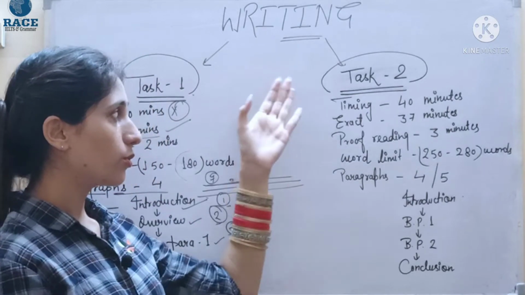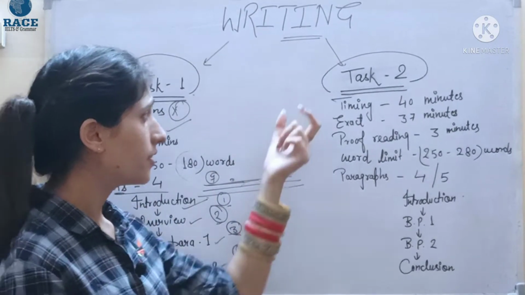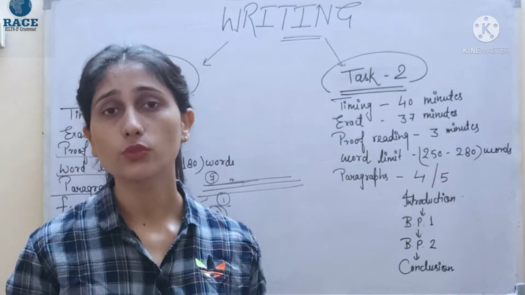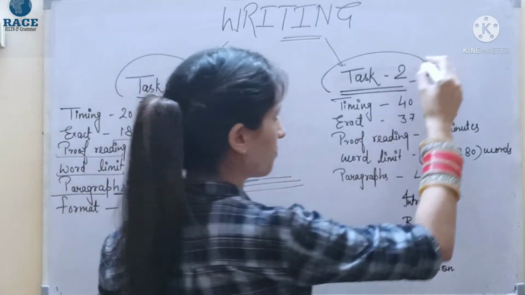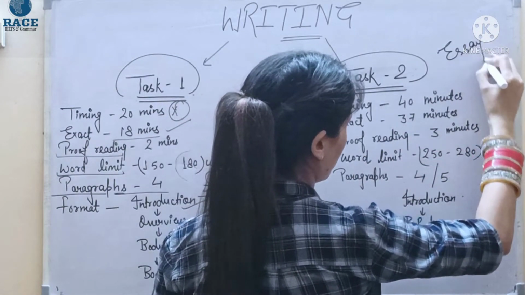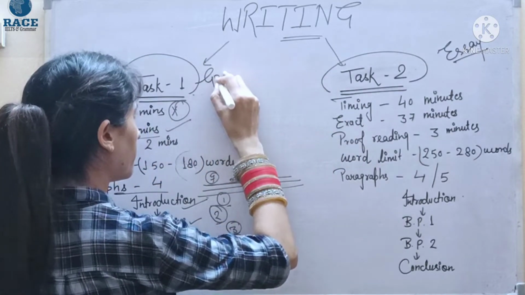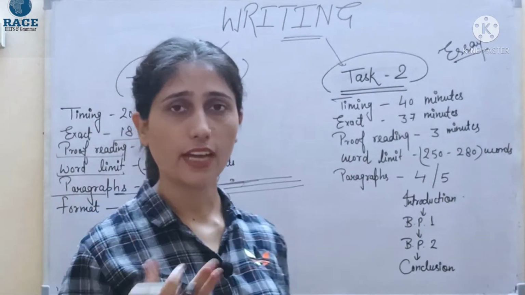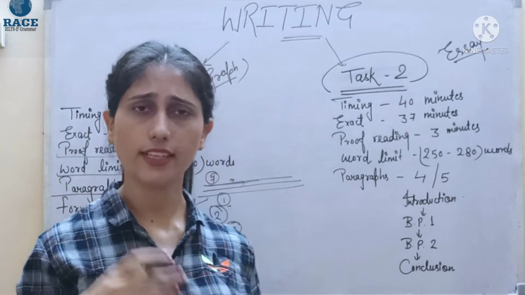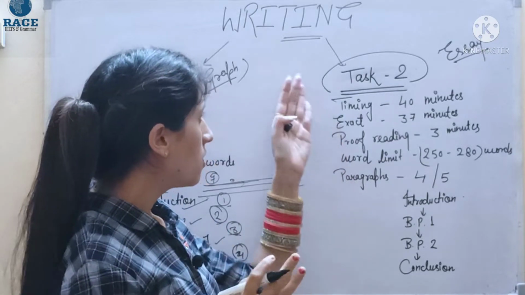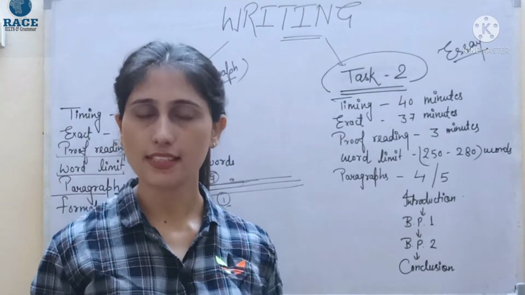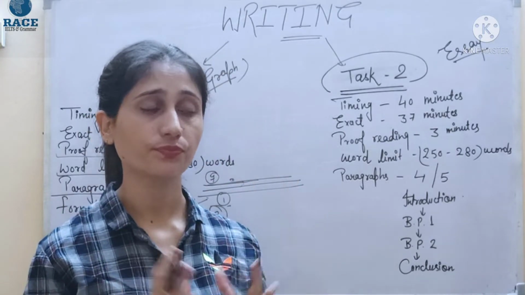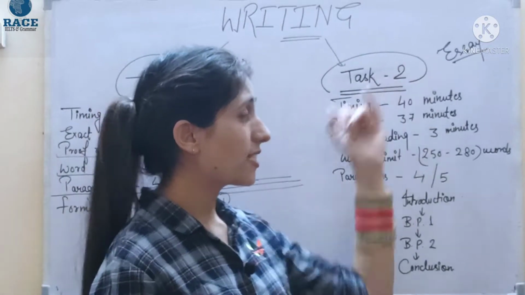So now we will go to task 2. Task 2, the timing is 40 minutes. In writing task 2, that is called the essay. And this was the graph, and the graph can be anything, like a diagram, a process, whatever, that I will explain to you later. So task 2 is the essay. Essay means we have to write in brief.